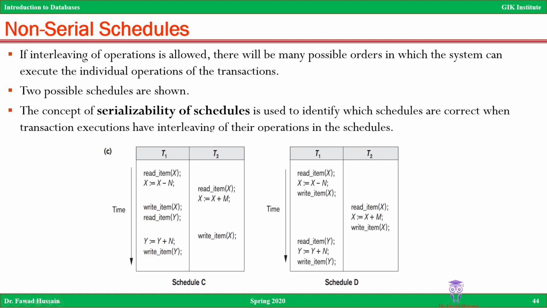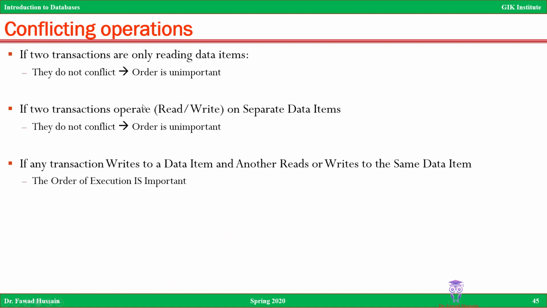If interleaving of operations is allowed, there will be many possible orders in which the system can execute the individual operations of the transactions. Two possible schedules are shown, schedule C and schedule D. The concept of serializability of schedules is used to identify which schedules are correct when transaction executions have interleaving of their operations in the schedules.